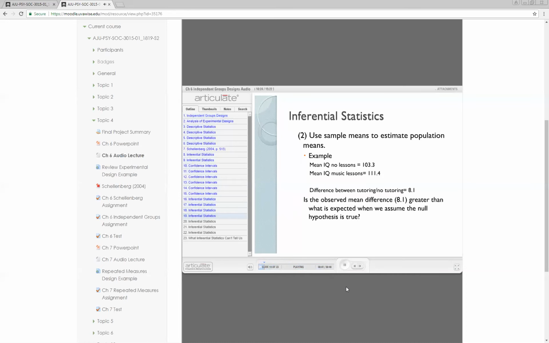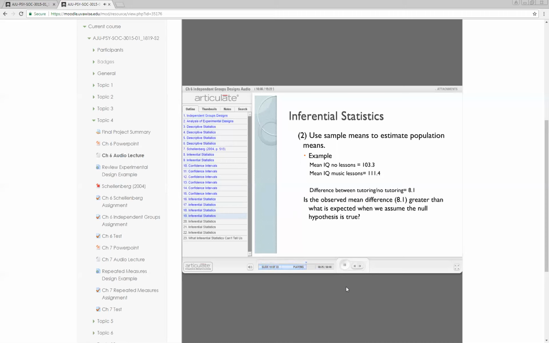Then we take a look at the population mean. This is an example from the Schellenberg article that you're going to read. The average IQ for students who got no lessons was 103.3. The average IQ for students who had music lessons was 111.4. So the difference between the groups was 8.1.